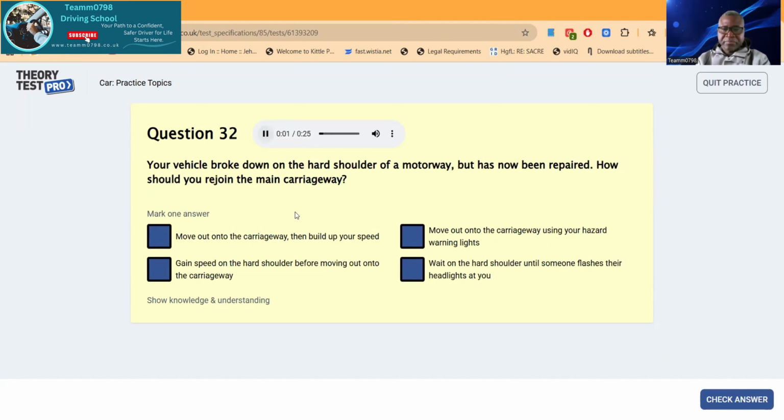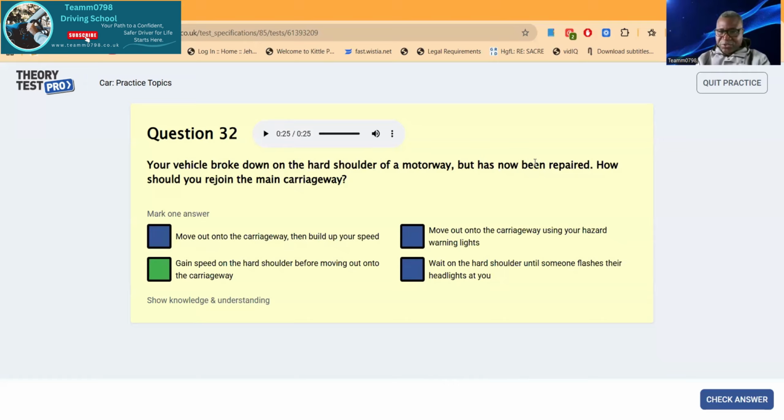Your vehicle broke down on the hard shoulder of a motorway, but is now being repaired. How should you rejoin the main carriageway? Move out onto the carriageway, then build up your speed. Move out onto the carriageway using your hazard warning lights. Gain speed on the hard shoulder before moving out onto the carriageway. Wait on the hard shoulder until someone flashes their headlights at you.